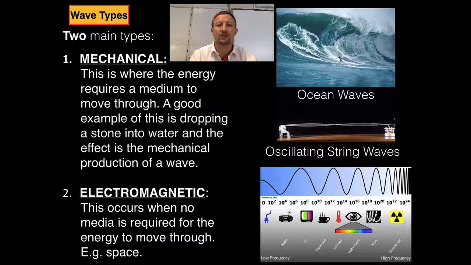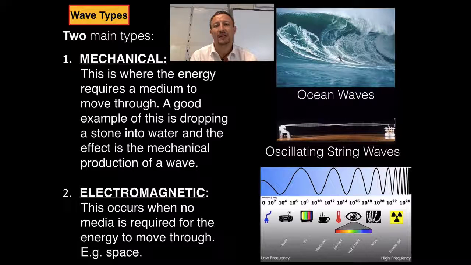For example, if you look on the right hand side there, we've got ocean waves. They are what's known as a mechanical wave. When that hits you, you'll feel the energy of that wave passing through you. A string oscillating, meaning going up and down, has a mechanical effect. You can feel it as it goes through.